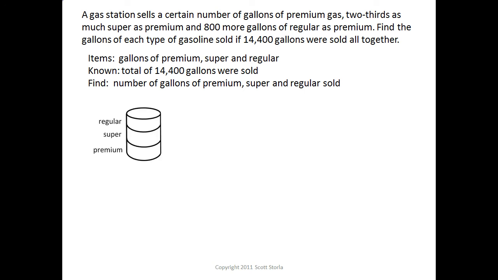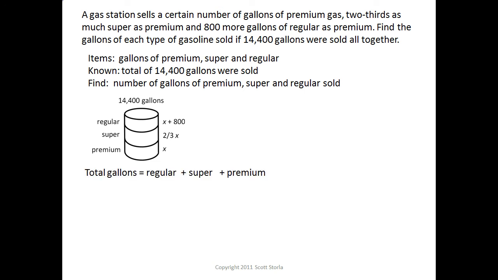I'm going to draw a picture again. Now the premium is X. We're told the gallons of super is 2/3 as much, so that'll be 2/3 X. And the gallons of regular will be 800 more, so that would be X plus 800. The total gallons we sold will be the gallons of regular and super and premium added together.